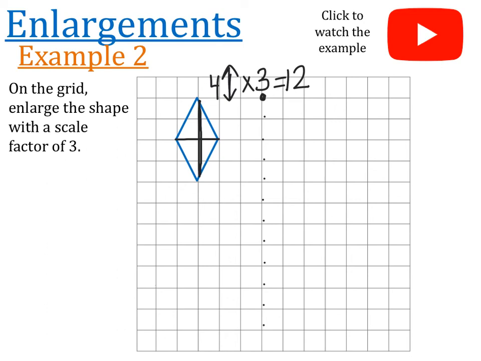And going across the shape is 2 squares going across. 2 times by 3 is 6. So I need to go to the middle of this particular shape and I need to draw 6 squares across. So if I start back here, 1, 2, 3, 4, 5, 6, there's the exact middle. And half of 6 is 3. So I need to go 3 squares on either side. 1, 2, 3. And 1, 2, 3.